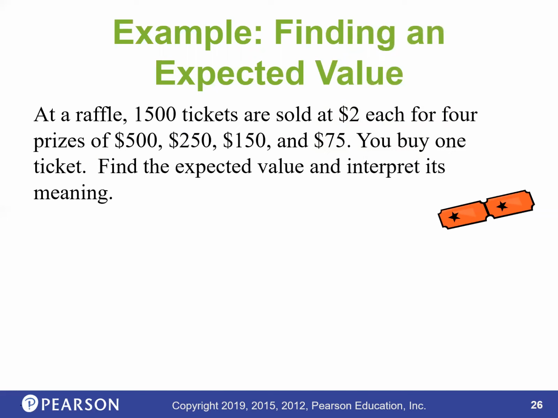So then what you do is you buy 1 ticket. So question, by buying 1 ticket, what's the expected value of this game, or this raffle? And then we're going to interpret its meaning here, because technically what we're really doing is we're just getting an average of all possibilities.